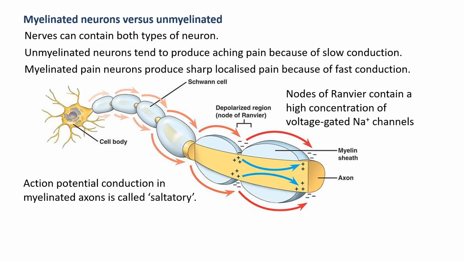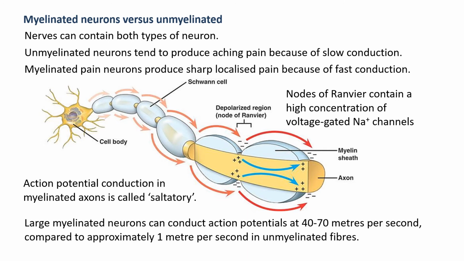And this is much quicker than having to sequentially open and close channels all the way along the membrane. Instead, it's skip, skip, skip, skip. Much quicker, much faster conducting. And this is called saltatory conduction. Large myelinated neurons, just to compare the two, can conduct action potentials at a rate of 40 to 70 meters per second.